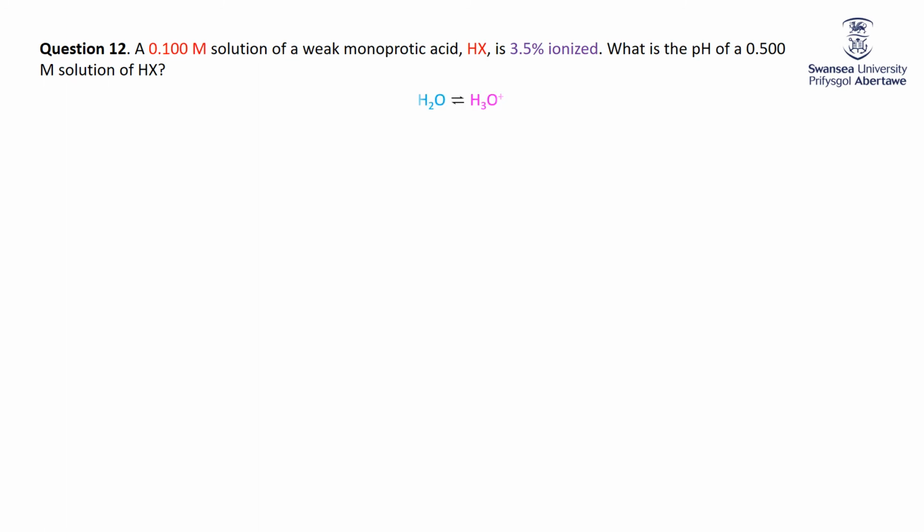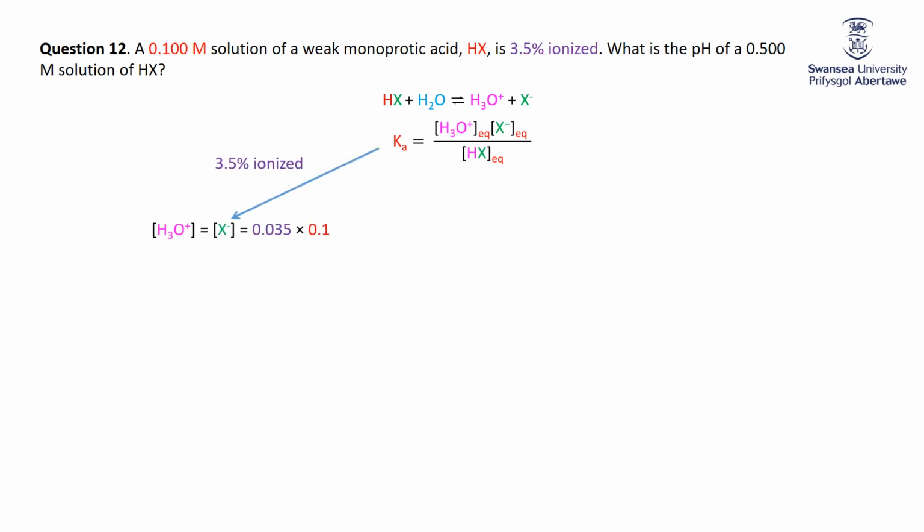We can write the equation out for HX, and from that, we can get the K value. Now let's use the first sentence that when we have a 0.1 molar solution of this HX, it's 3.5% ionized. So in other words, 3.5% or 0.035 of this 0.1 turns into H3O plus and X minus. So the concentration of H3O plus equals the concentration of X minus is the 0.035, that's the 3.5% times 0.1, which is of course 0.0035.